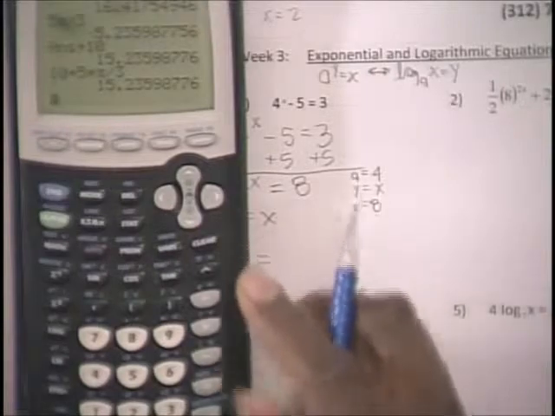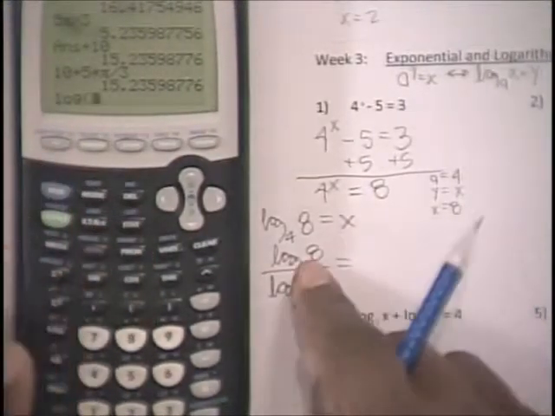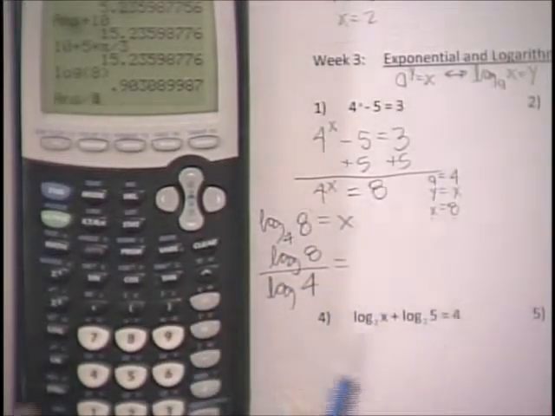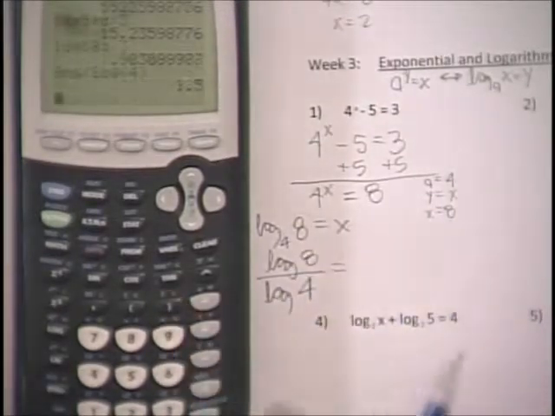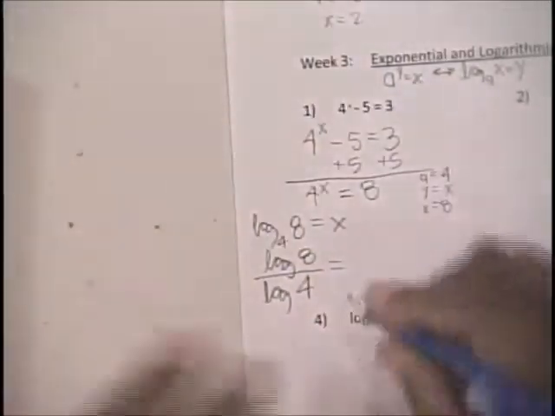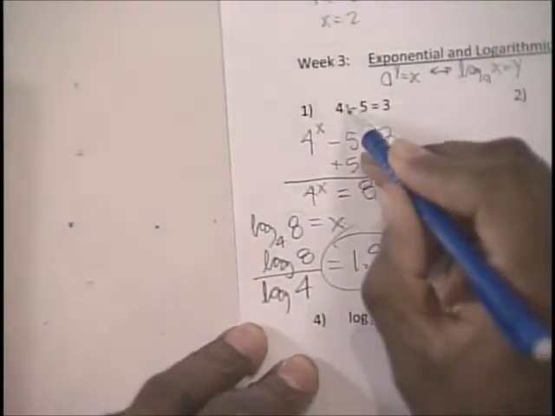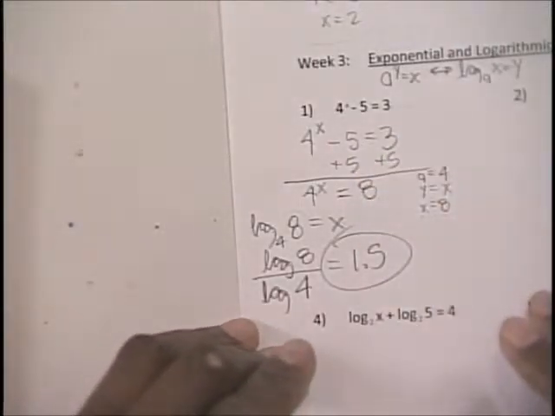All right, so we have log, the LOG button, of the 8. Hit enter, and we divide that by the log of 4, and you get 1.5. 1.5 final answer. So you've just solved the equation 4 raised to the 1.5 power minus 5.